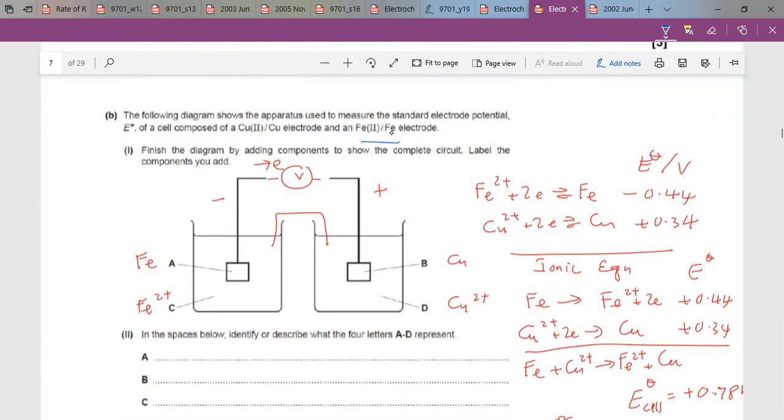Finish the diagram. I finished it for you. So iron here, not platinum anymore. Iron 2 plus, of course, is equal to 1.00 mole per dm cube. Copper here is copper 2 plus. Better to put the concentration sign here, equals 1.00 mole per dm cube. Copper metal below.